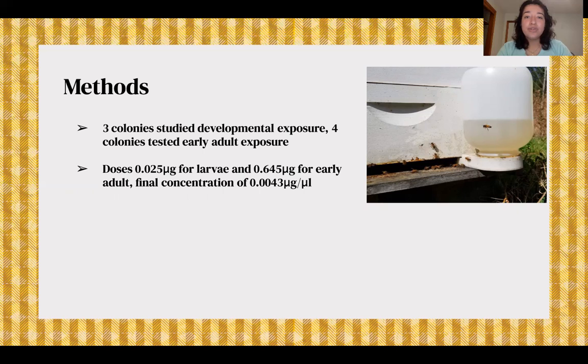And the way that the solution was administered to the bees was through a sugar water feeder, which can be seen in the image to the right, where the honeybees go to the bottom of the feeder and they drink the sugar water solution.